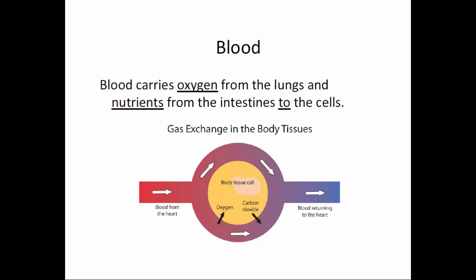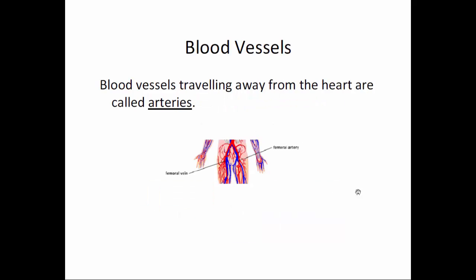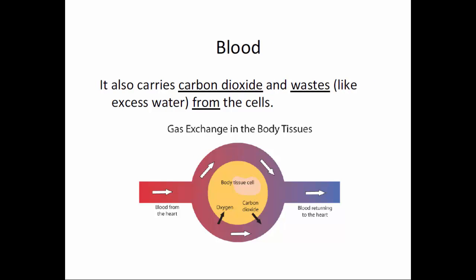And so we have this flow from the heart, subsequent exchange with body tissues, with cells within those tissues, and then the blood returning to the heart to be replenished. Now the blood vessels traveling away from the heart we call arteries, and these arteries are how we get the nutrients to the cells. From the cells, we carry carbon dioxide and waste away.